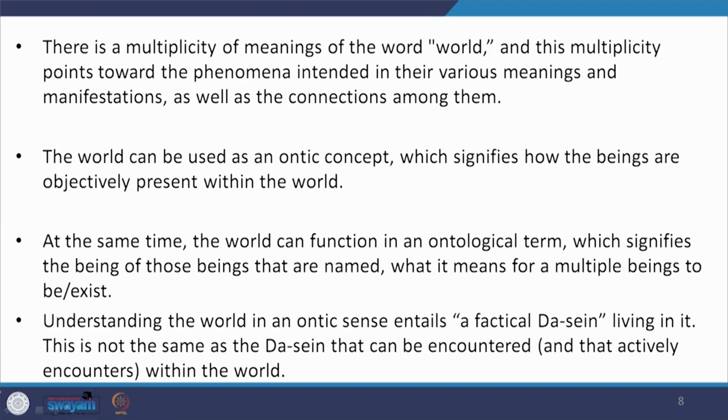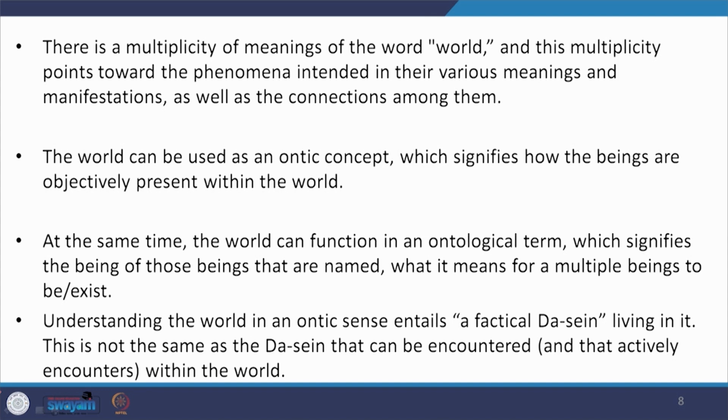This is something that I have been trying to drive home in my previous lecture and in this lecture too. So, there is a multiplicity of meanings of the word world. World could mean an array of things. And this multiplicity points towards the phenomena that is intended in their various meanings, in the very many meanings and manifestations, as well as the connections between these different meanings. World could mean very many things, many meanings, many manifestations, and they are interconnected.